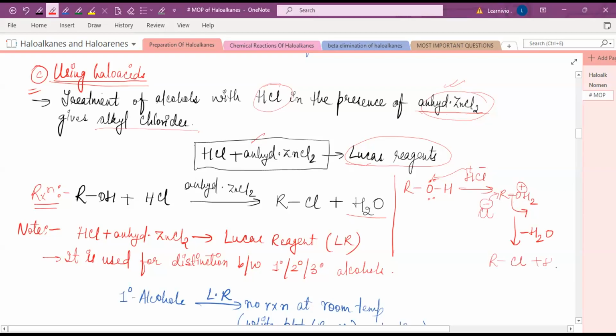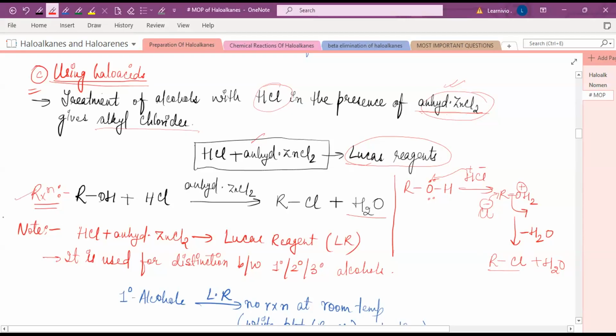RCl plus your water. यहाँ पे क्या हो रहा है सेकेंड स्टेप में? So it's dehydration हो रहा है, so water is removing from here, right? So it's OH2, meaning H2O from here will remove out, and यहाँ पे अल्काइल ग्रुप के पास क्या है? This is positive charge over here, so this Cl will attack here, that carbon of the alkyl group, and you will get RCl plus your water. So that's the mechanism in this reaction.